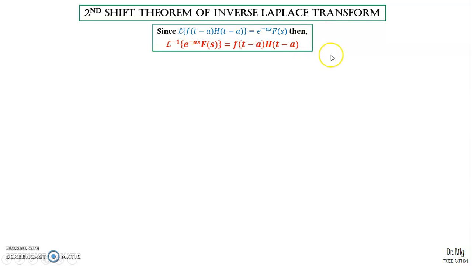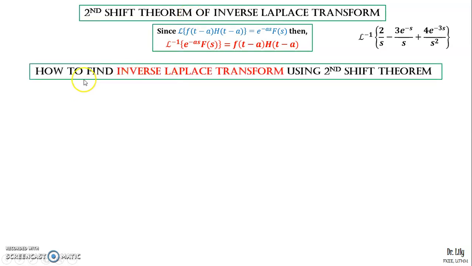Okay, so for example, let's say you have this kind of function, where your function has a multiplication with the function of e^(-s). So here also you have e^(-3s). How do we solve the inverse Laplace transform for this function? You can apply the second shift theorem. So let's have a look at the step-by-step on how to find the inverse Laplace transform. For example, you want to find the inverse Laplace transform for this function using the second shift theorem.